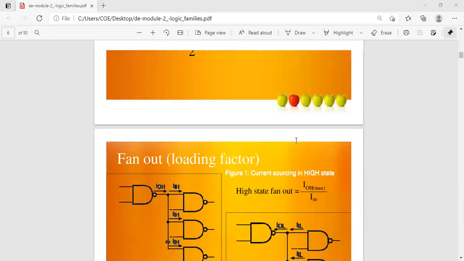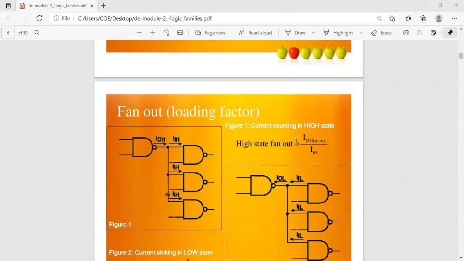Then coming to the fan in and fan out. Fan in and fan out mean load factor. Already I have told you how many loads can be connected in a logic circuit. That means how many output pins there are. That is the loading factor. So this many outputs can be connected either like this or like this. Similarly, the number of inputs in a circuit is called fan in.